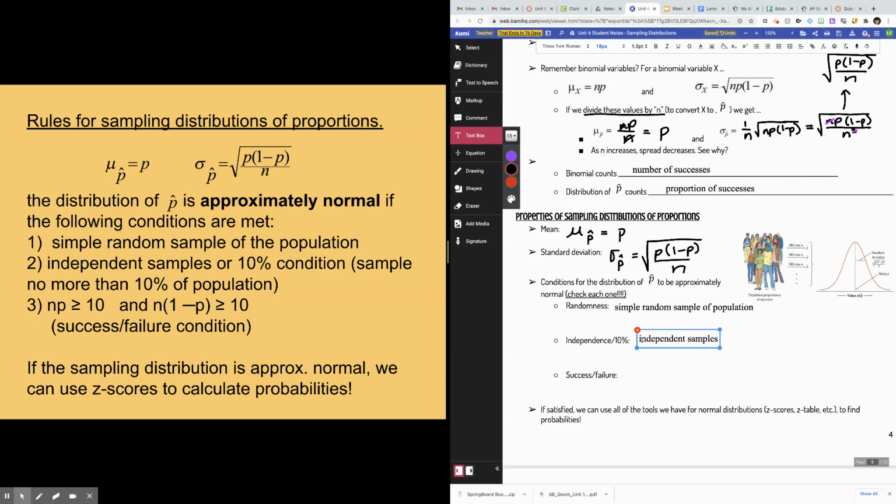like it typically will be stated in the problem, or the sample can be no more than 10% of the population. Typically the way that we do this is we take the sample size, multiply it by 10, and ask myself, is that less than the population size?